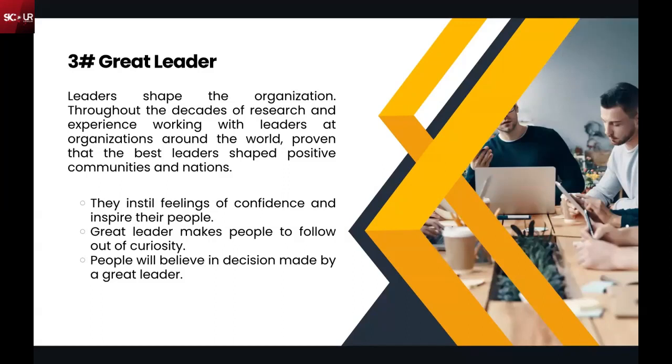Apart from a positive environment throughout the organization, a handsome pay and good benefits, a great leader is one of the crucial influences to job satisfaction. Leaders shape the organization. Throughout decades of research and experience working with leaders around the world, it is proven that the best leaders shape positive communities and nations. How? People come home with a positive aura and return to the office tomorrow morning fresh, knowing they have a good leader. Because leaders instill feelings of confidence and inspire their people.